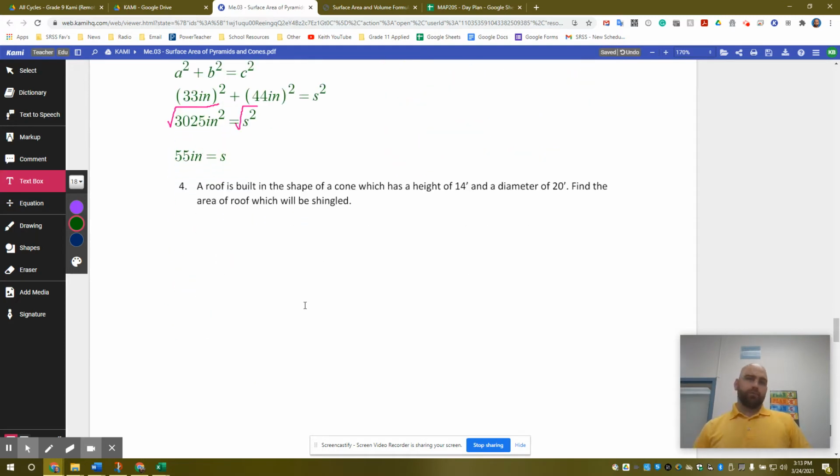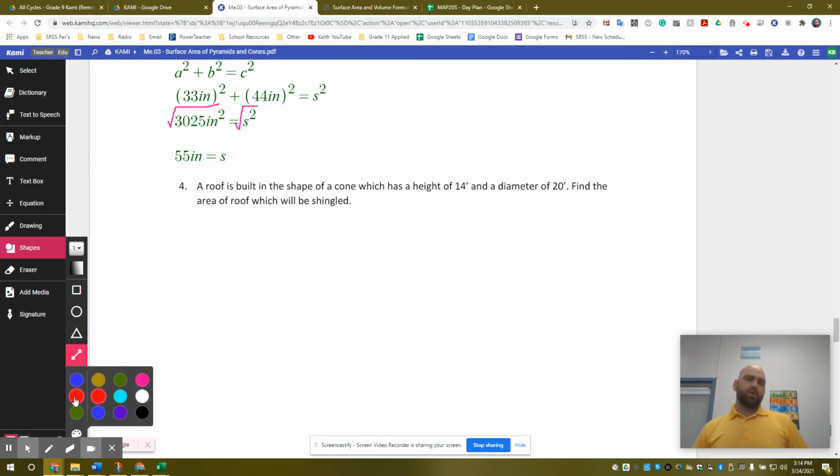We have a roof being built. Oh, wait a minute, we got context. So it's important to remember we got context. A roof is built in the shape of a cone which has a height of 14 feet and a diameter of 20 feet. Find the area of the roof which will be shingled.